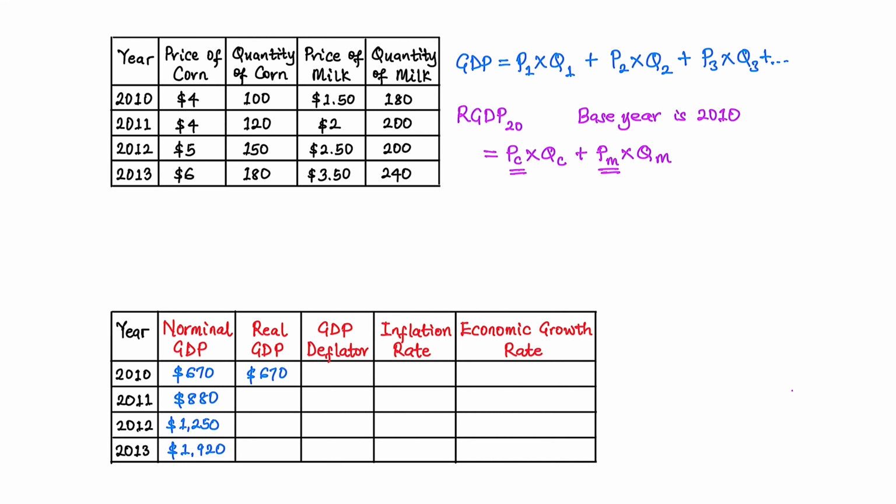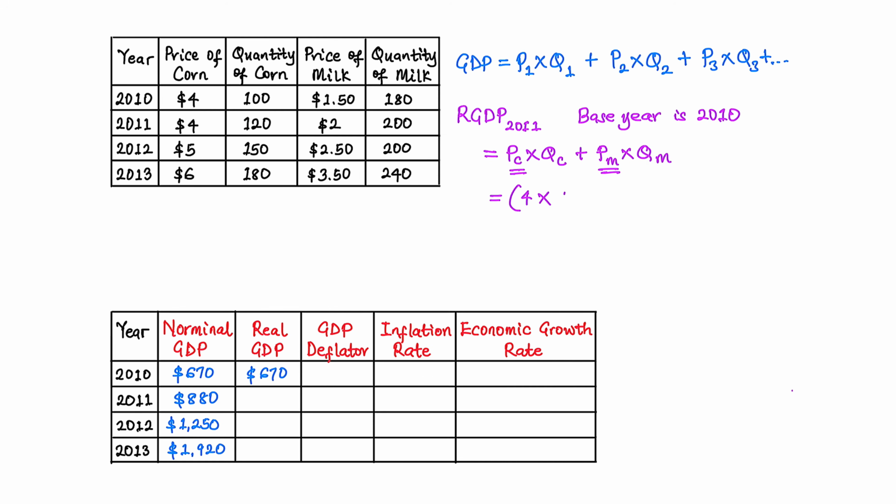Calculating the real GDP of 2011, the price of corn in 2011 is $4, but we are going to use the price of corn in the base year. The base year is 2010, and the price of corn in 2010 is also $4. So the price of corn in the base year is $4, multiplied by the quantity we are going to use. We are not using the quantity of the base year. We are using the quantity of the year we are calculating the real GDP for. So we are not using 100. We are using 120, because that is the quantity in 2011.